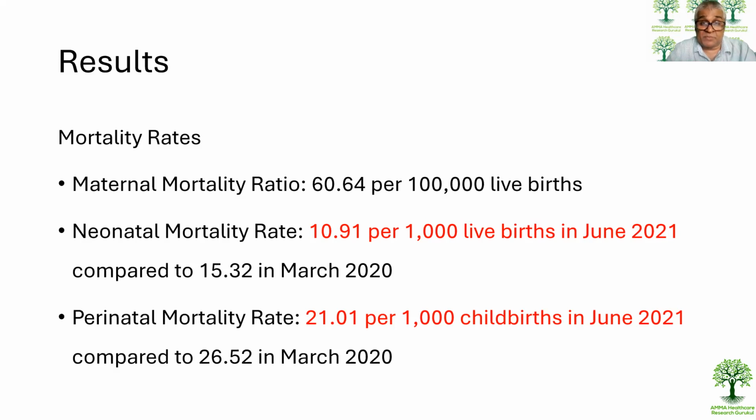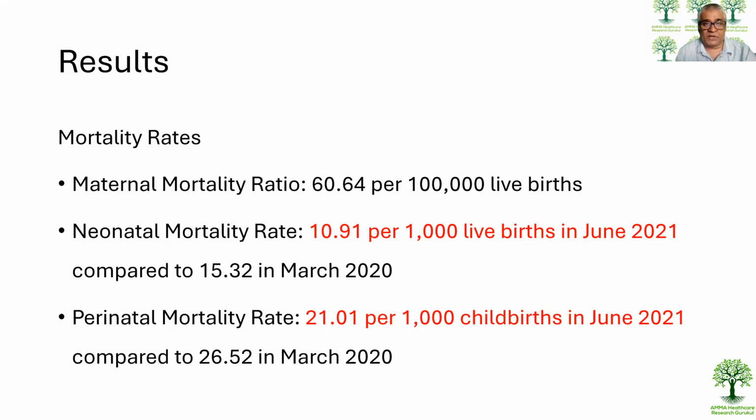In terms of neonatal mortality rate, 10.91 per 100,000 live births in June 2021, which is very close to the target that was set as part of the Sustainable Development Goals, compared to 15.32 in March 2020. And when we started Samrakshan, it was around 26. So we are seeing a big drop there.